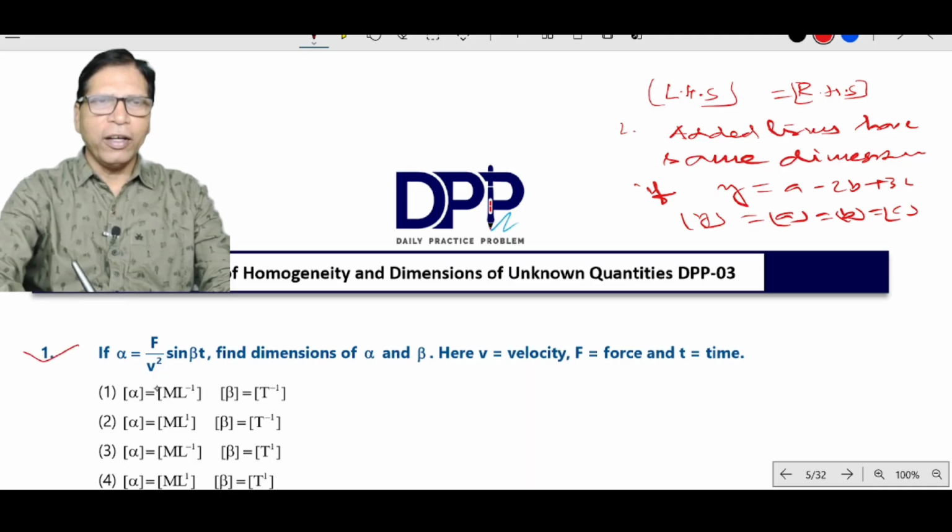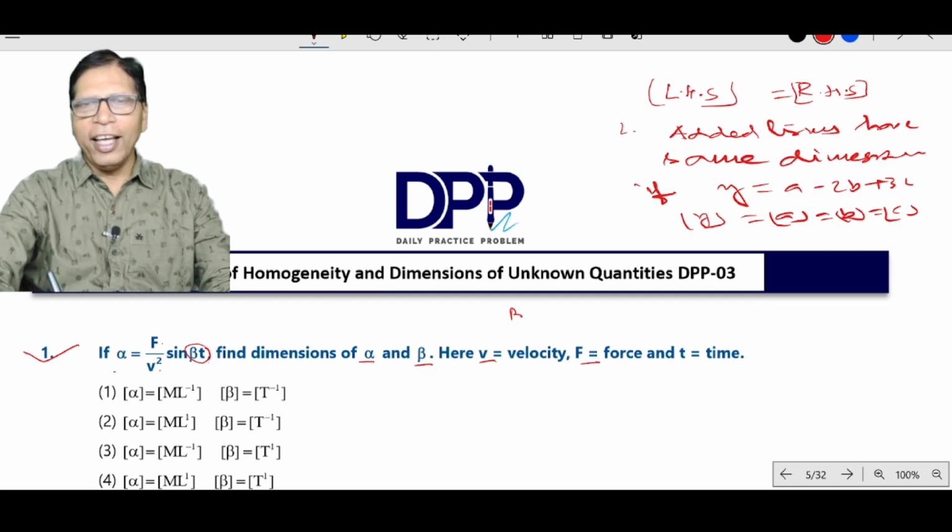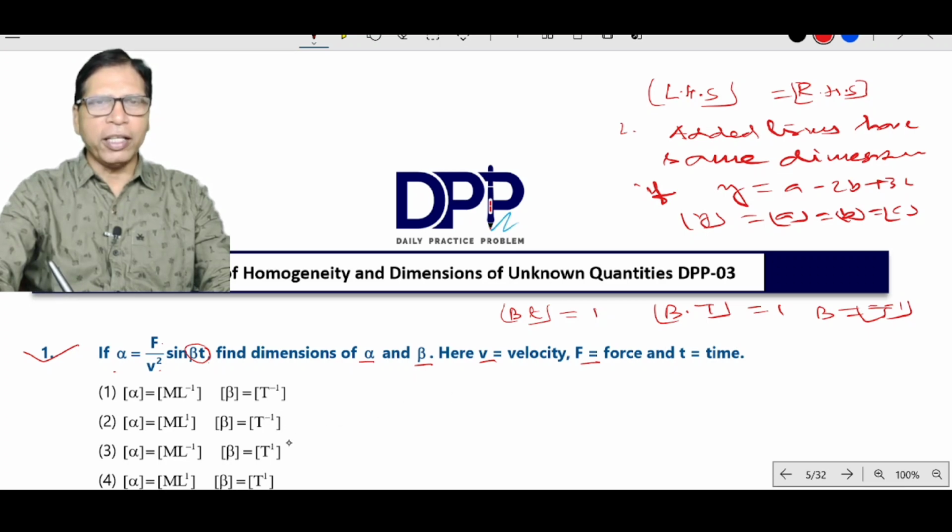Question number one. Alpha equal to force by v square sine beta t. Find dimensions of alpha, beta. Here v is the velocity, F is the force. Look at this, sine beta t, so beta t is the angle. Angle has no dimension. So dimension of beta t equal to 1. So beta into dimension of t, capital T, equal to 1. So beta has dimension T minus 1. Sine beta t has no dimension.